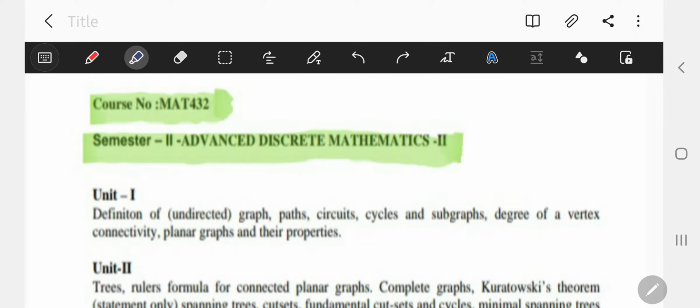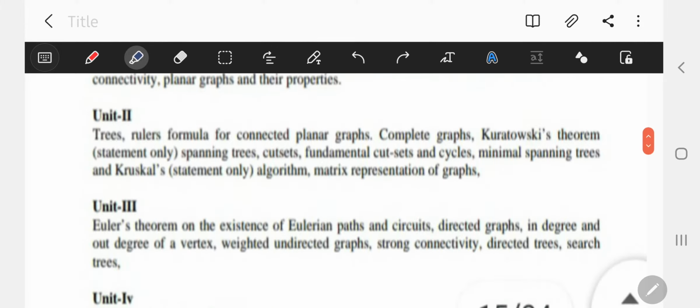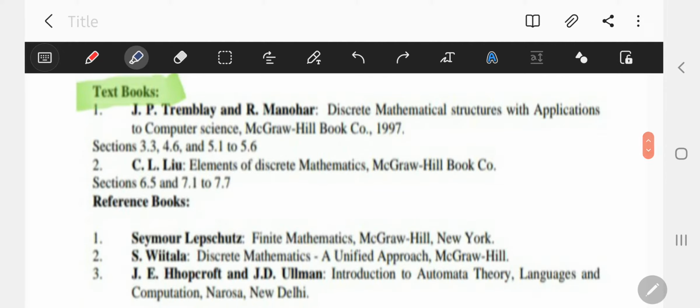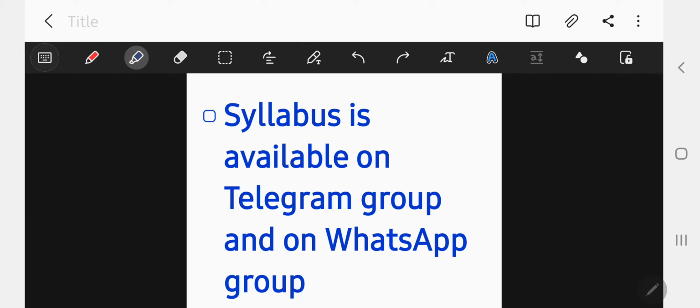Last paper is Advanced Discrete Mathematics second. Again there are 5 units. Also we use 2 textbooks, J.P. Tremblay and R. Manohar, first textbook, and the second textbook is C.L. Liu, Elements of Discrete Mathematics. Chapters 3rd, 4th and 5th are from the first textbook by Tremblay and Manohar, and chapters 6 and 7 from the second textbook, Elements of Discrete Mathematics by C.L. Liu. This whole syllabus is available on the Telegram group and also on the WhatsApp group.